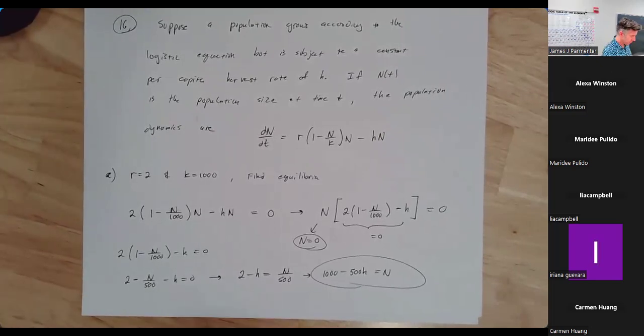And good, the question says find the equilibria. Hint, one will be a function of h. So I'm feeling pretty good about my answers. One of them is 0 and one of them depends on h.